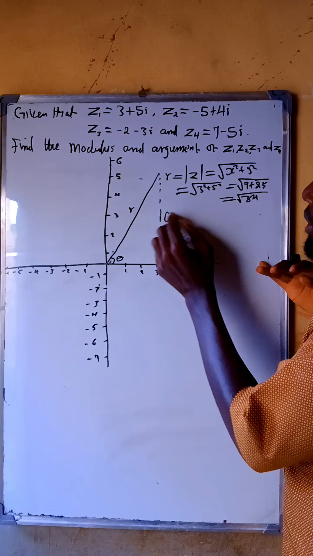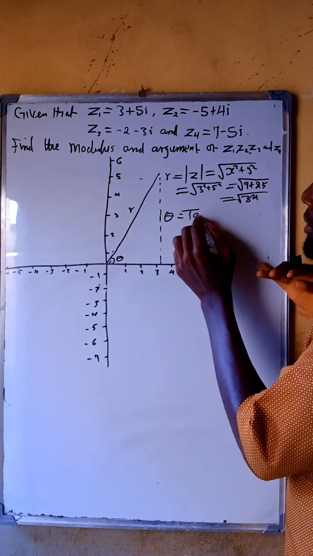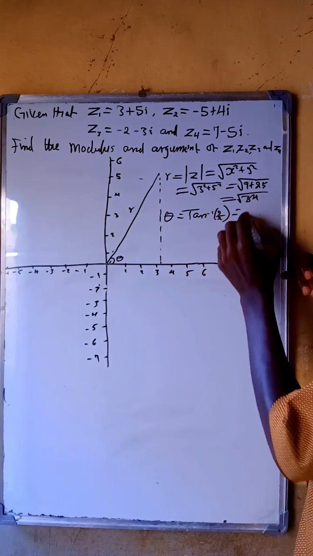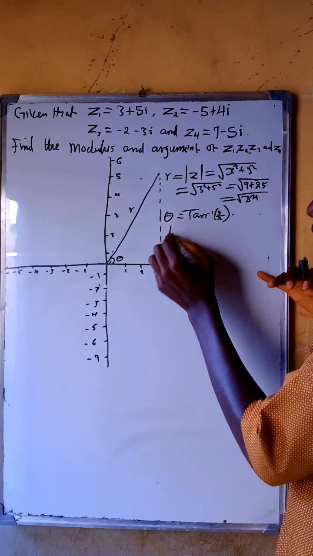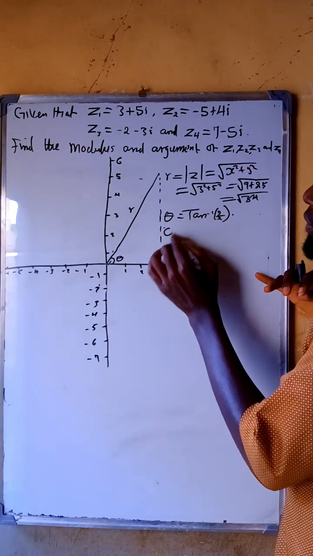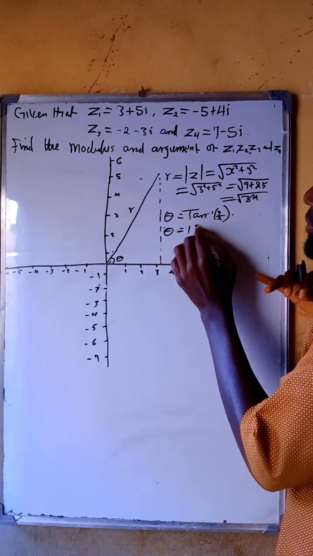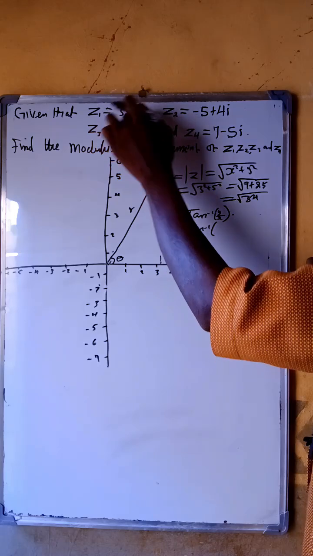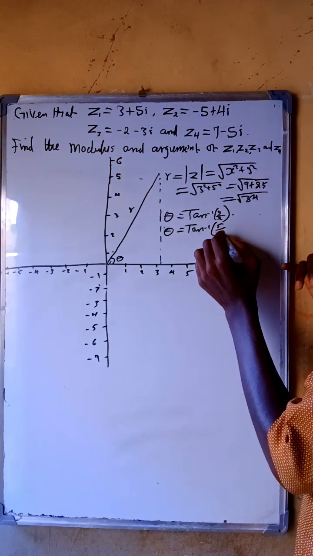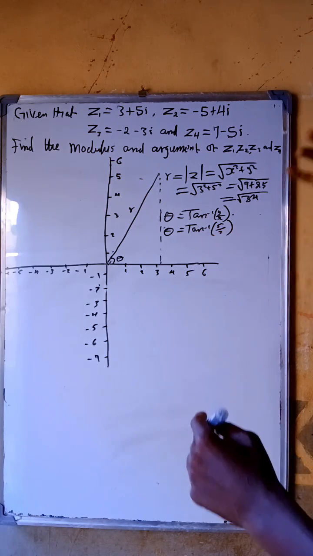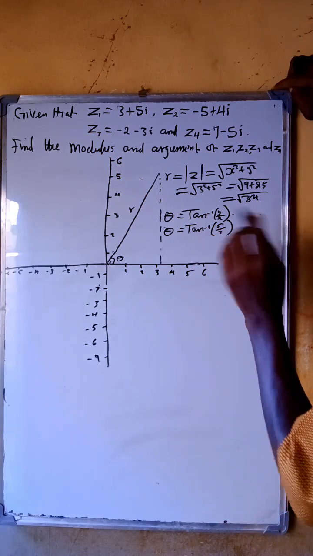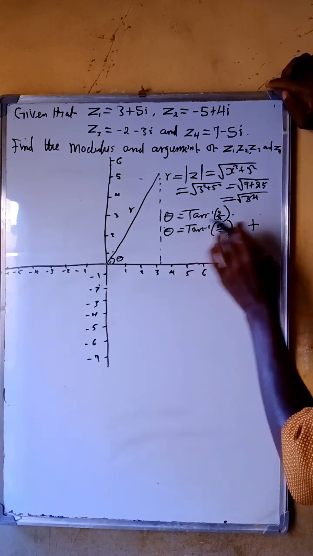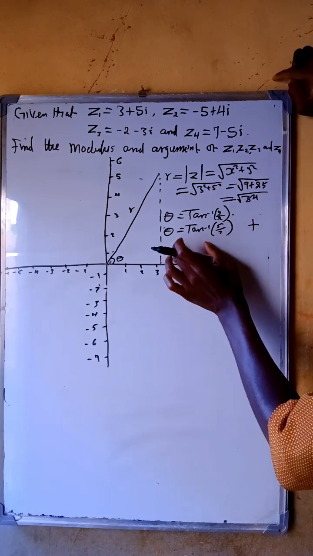And our argument is angle theta, and angle theta is the same thing as tan inverse of y over x. Our y is 5 and our x is 3, so tan inverse of 5 over 3. If you punch this in a calculator, and the angle is positive, then you will write it like that. That is, this is our modulus and this is our argument.